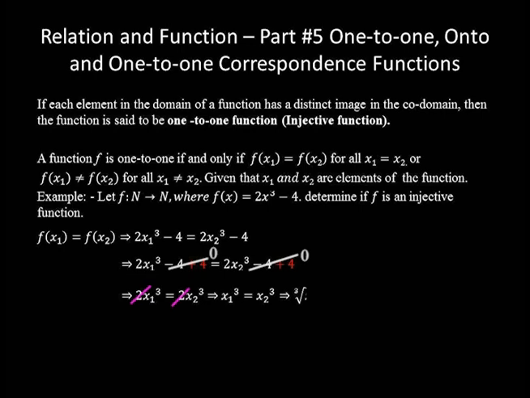Let's take the cube root of both sides of the equality. The cube root of x1³ is x1, equal to the cube root of x2³, which is x2. We assumed f(x1) = f(x2), and we reached the conclusion x1 = x2. Thus, f is one-to-one or injective function.